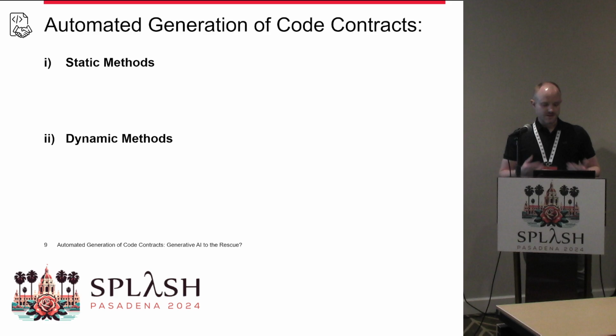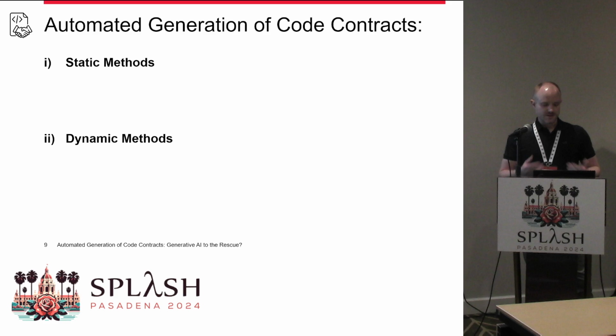For dynamic methods, we need a program, and that program has to be executed, and we also need a good test suite with lots of unit tests. These unit tests are then recorded and traced, and from these traces we can derive our contracts in a dynamic way, based on some patterns. So we have a little bit of a problem here.